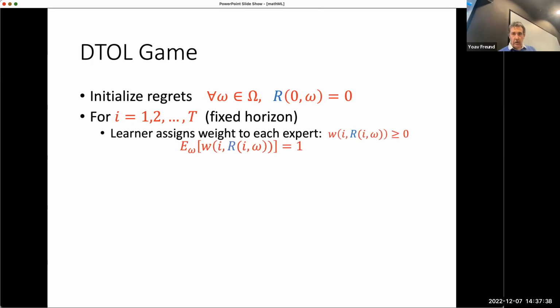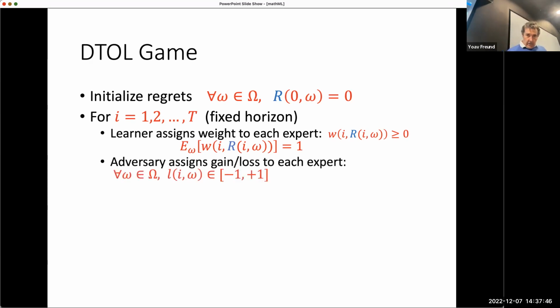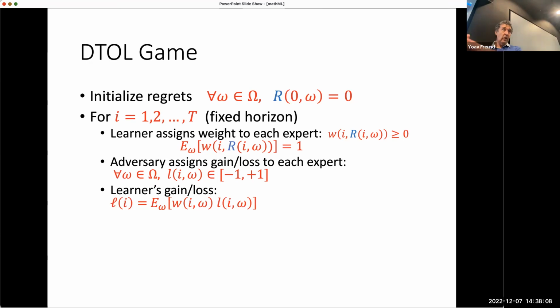Okay, so the learner assigns a weight to each expert. That's the game. Each expert gets some weight, and the adversary assigns gain or loss to each expert. Each expert gets a number between -1 and 1. The learner's loss is basically the weighted loss according to the weights that the learner assigned. So the learner wants to put a lot of weight on things that will perform well. That's kind of how the prediction works.